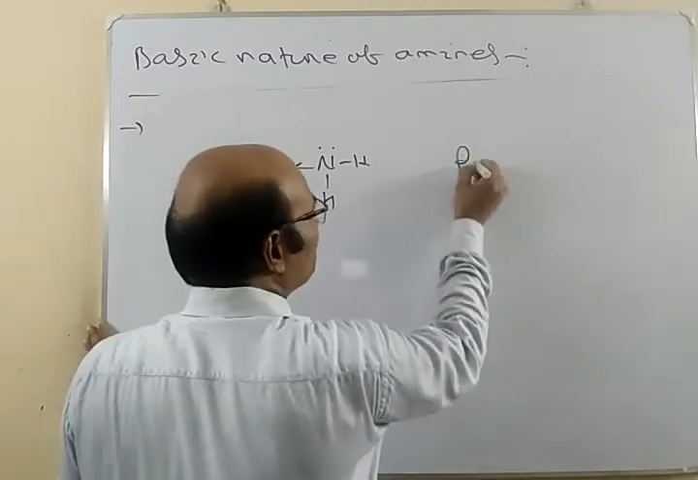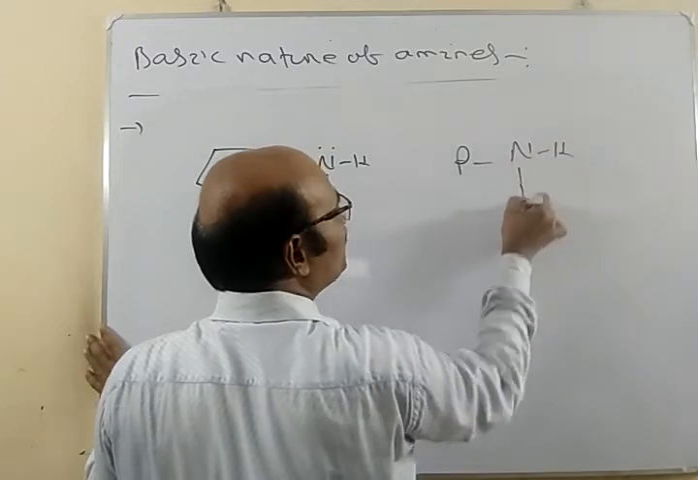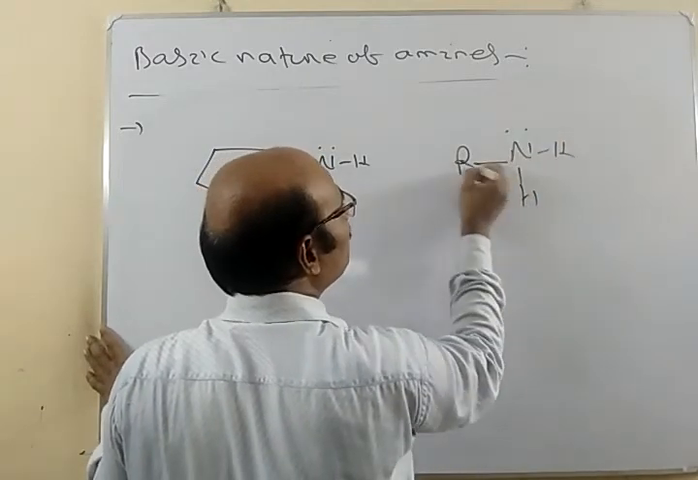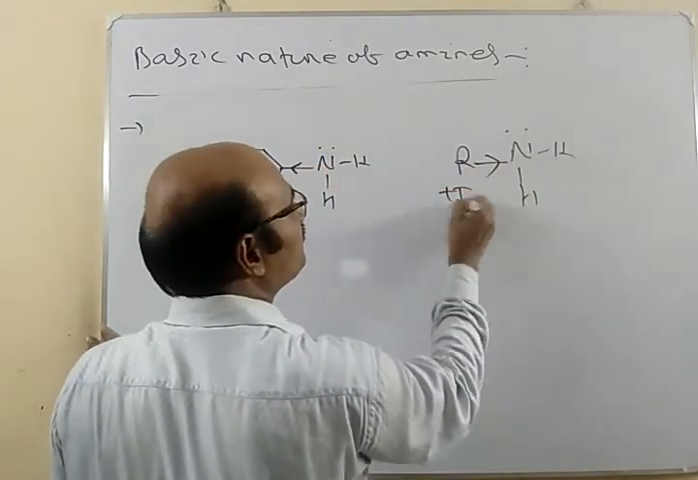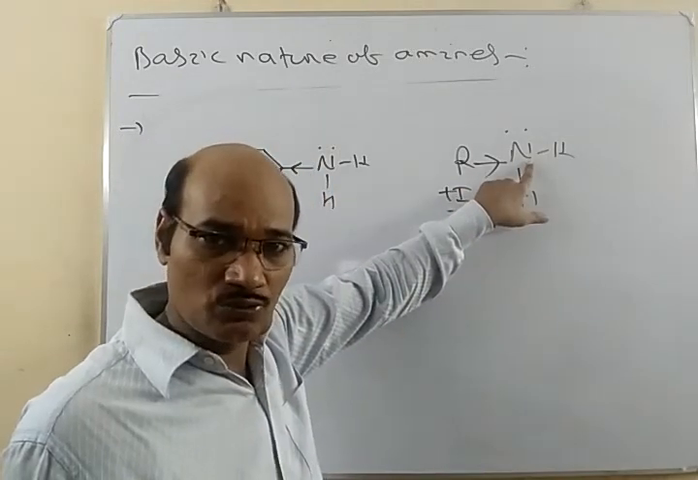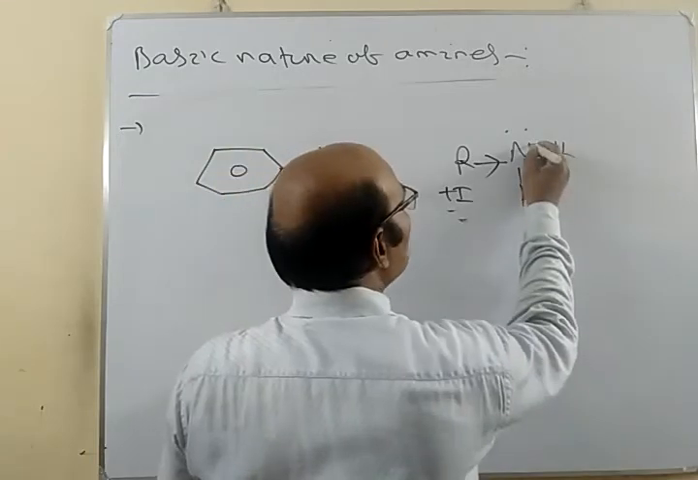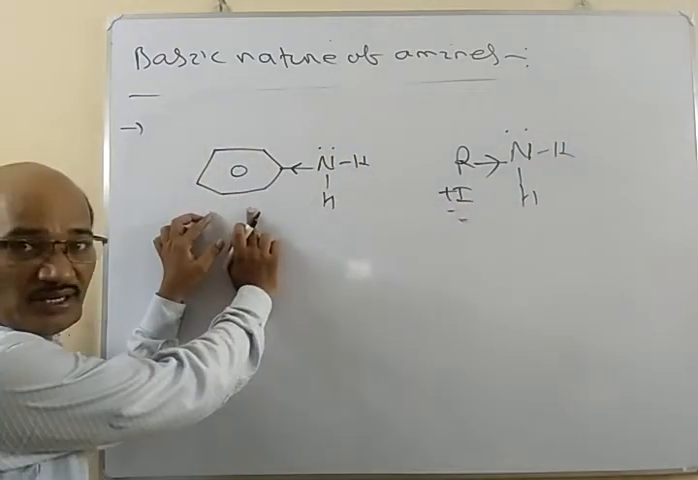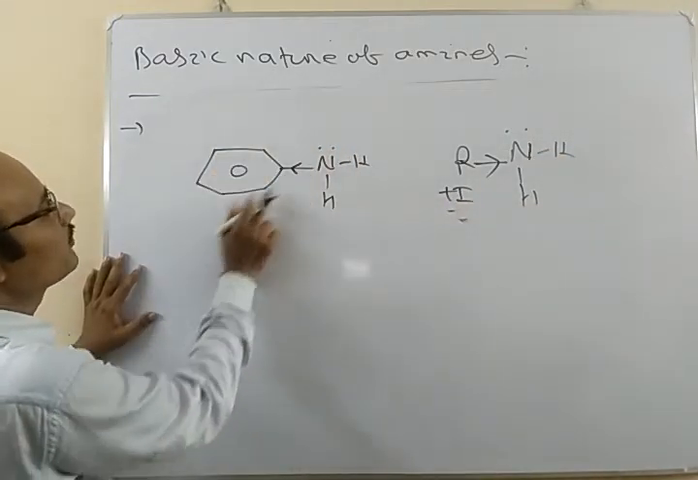In the case of aliphatic amines, the alkyl group in RNH2 is plus I, increasing the electron density on the nitrogen atom. But in the case of aromatic amine aniline, the phenyl group is minus I.